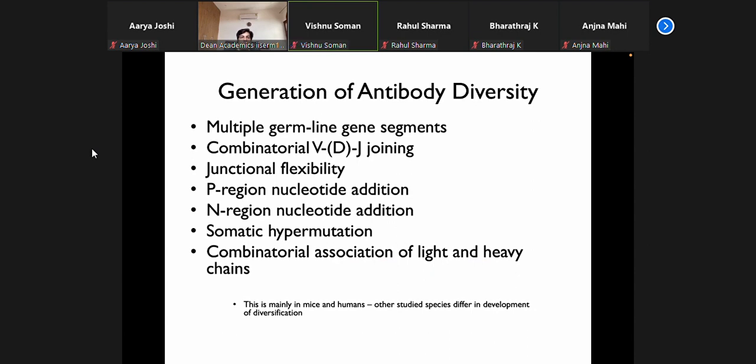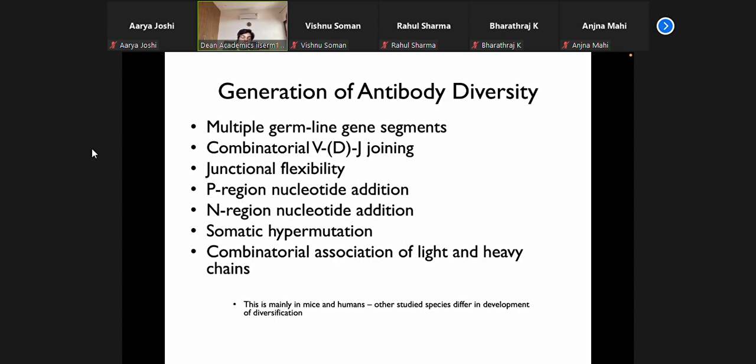Fine, sir. Okay, so these are different ways by which you can generate antibody diversity. Obviously, one of these is that you have multiple germline gene segments, combinatorial diversity provided by VDJ recombination, and junctional flexibility where you add some and delete some nucleotides. If these are still able to generate an in-frame product, those will basically provide you with novel specificities.